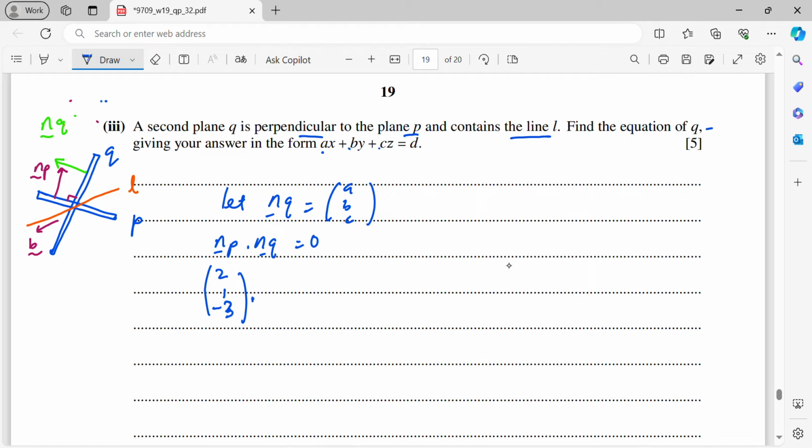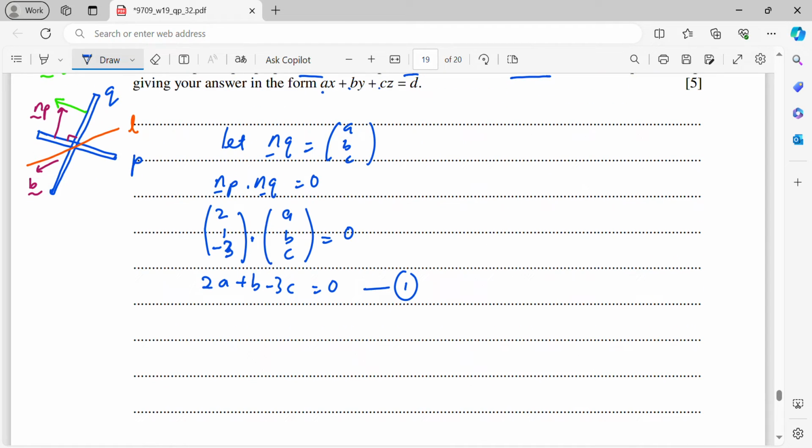You can use this method or you can just use a cross product. So I show you the scalar product over here. Then from here, you just multiply to get the first equation. Because we need to find the NQ and also we have to find the point. The point is basically, you can just take the L. The purpose is I need to find the NQ. So now, since we have 3 unknowns, A, B, C, I need to find another equation.